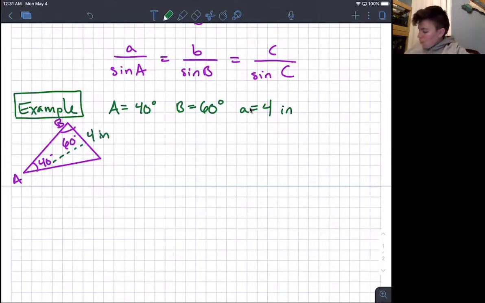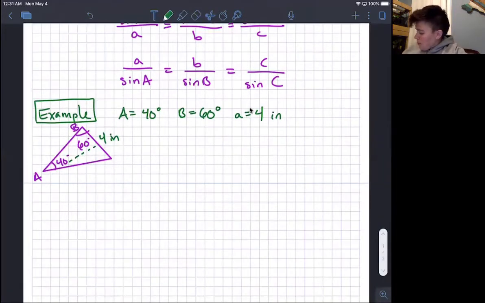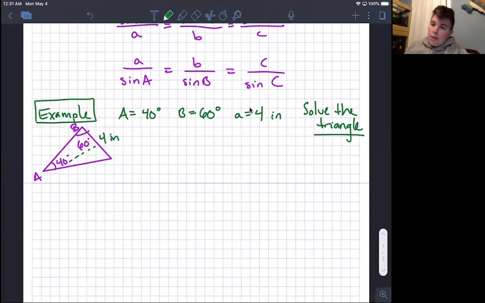So what I want you to do, and this is what the instructions will say, it'll say solve the triangle. And what that means, y'all, is I just want you to find all of the other missing sides and angles. So we need to find angle C, we need to find the length of side B, and we need to find the length of side C. So let's get to it.